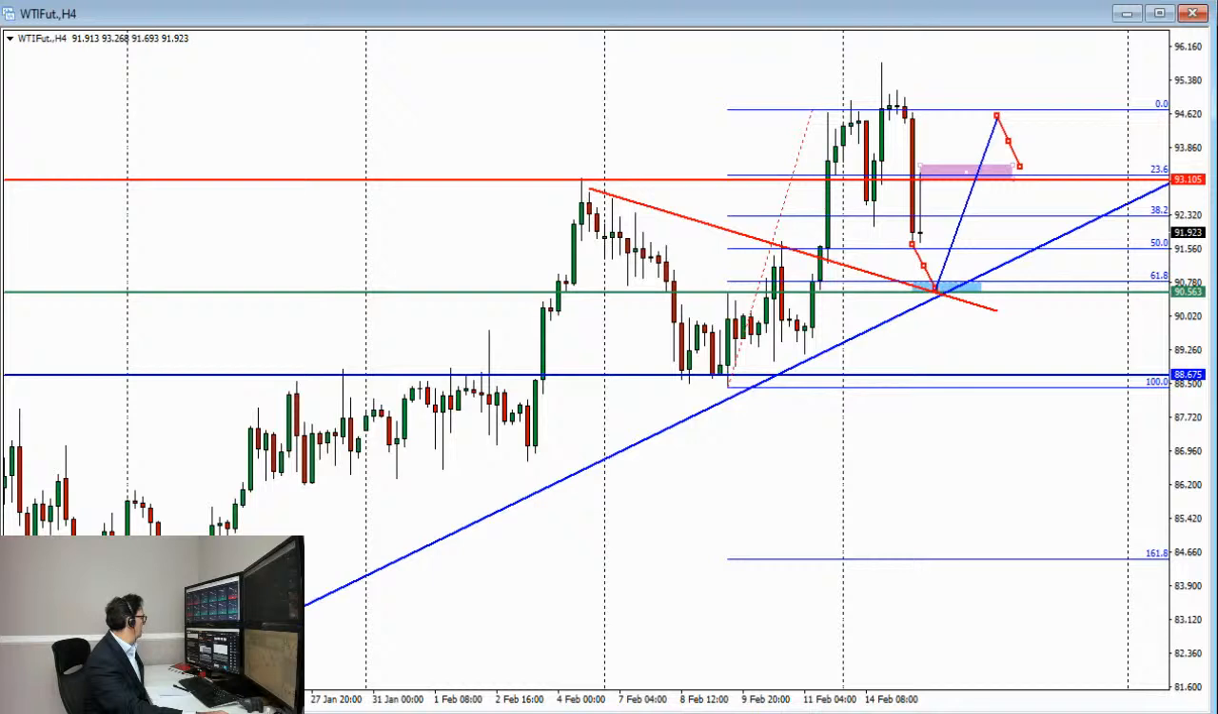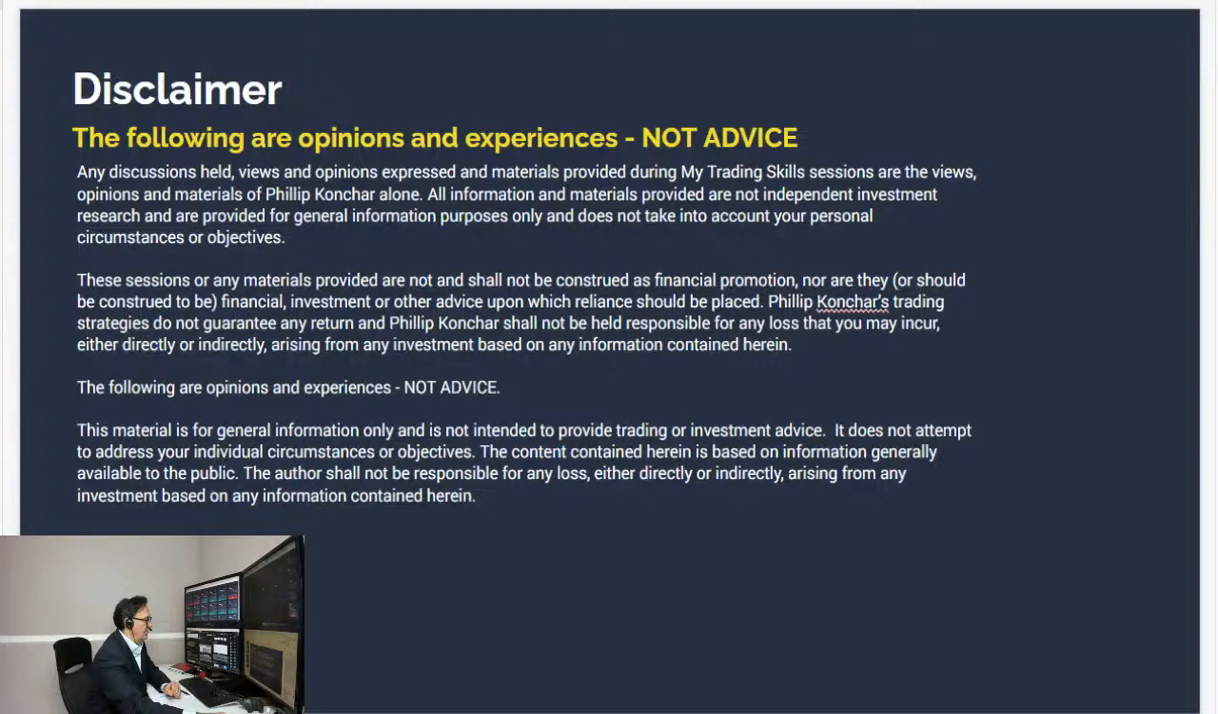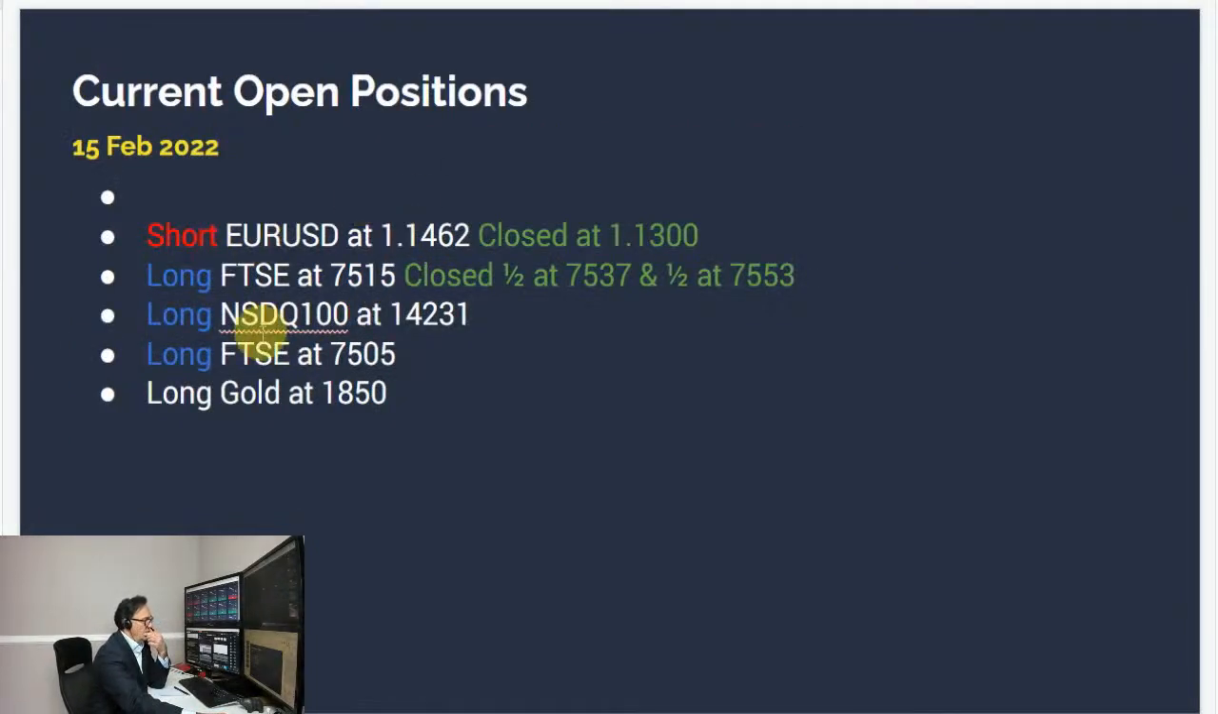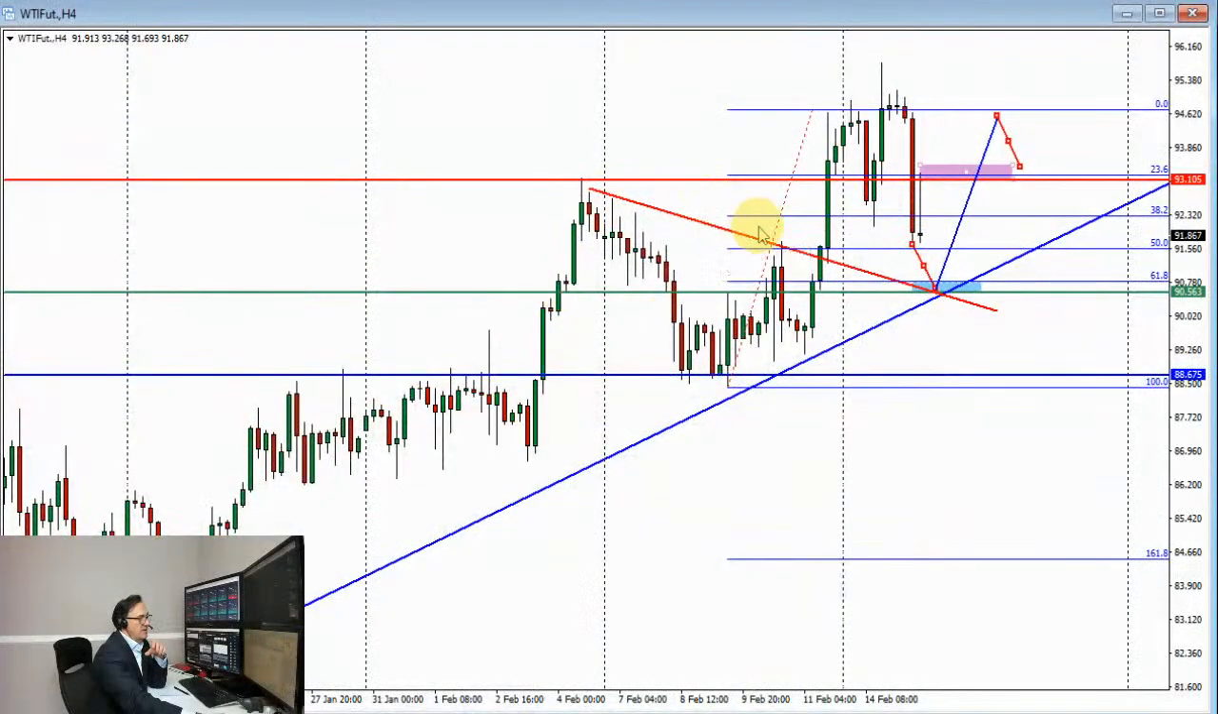Indices big rally, looks a bit expensive, but afraid to short. Same here. I'm actually long FTSE currently at 75.05, and I'm long Nasdaq at 14,231, and I'm also long gold. But I'll get out of that gold very, very quickly. So that's what I have currently. But I want to see if that's an oversold bounce back, and then we'll see more consolidation.